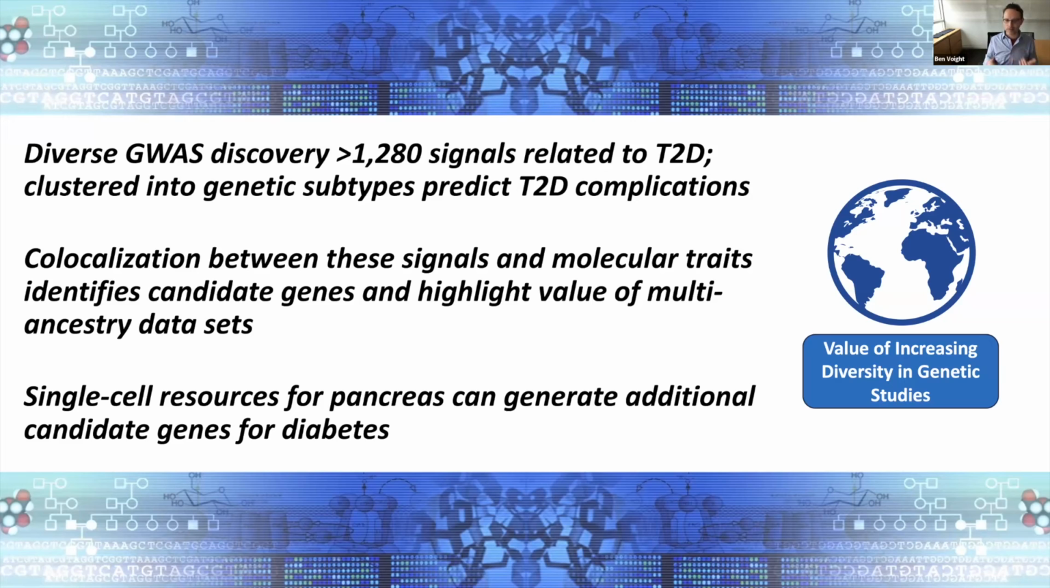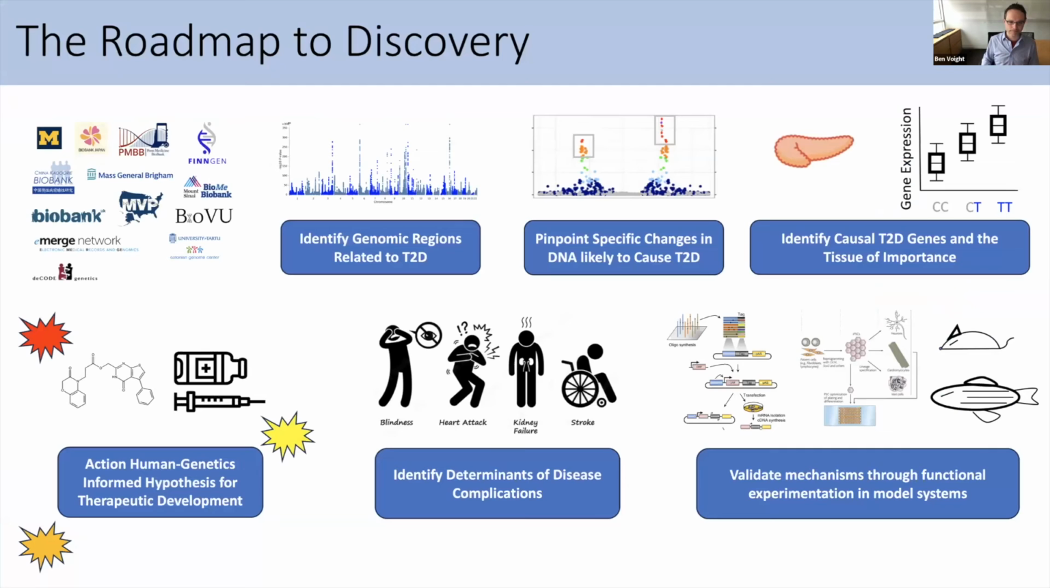And actually, we can further add to this resource by looking at single cell resources for pancreas and maybe other types of tissues. And if we do and build those catalogs, we can find additional candidate genes for diabetes, all of which centralizes, I think, around a theme about generally broadening the diversity of who we're studying to make those observations relevant to everyone.